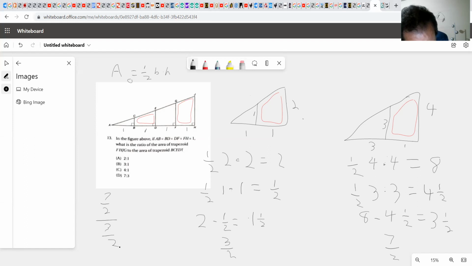Well, both the numerator and denominator are divided by 2, so I can just multiply by 2 on the numerator and denominator, so the 2's cancel out, and I'm just left with 7 over 3. So the ratio is D. The ratio is 7 to 3.